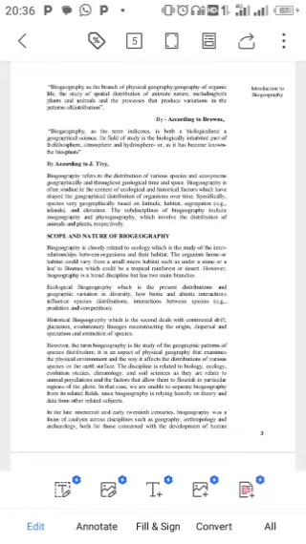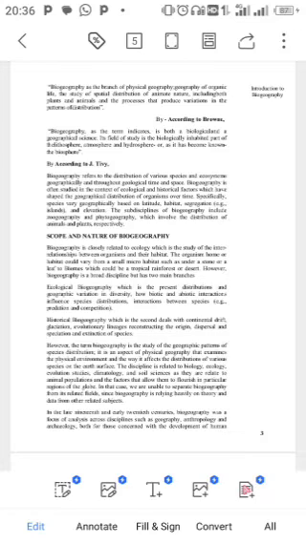Alfred Russel Wallace studied the distribution of flora and fauna in the Amazon basin and the Malay archipelago in the mid 19th century. His research was essential to the further development of biogeography, and he was later nicknamed the father of biogeography.